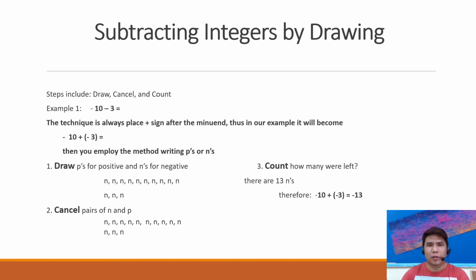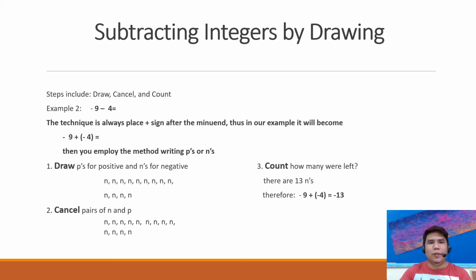So first, you draw 10 negatives, so 10 n's. And then you draw 3 negatives, so 3 n's. And so you can see you're supposed to cancel, but as you look into the result, there are no pairings of n and p. So you don't cancel at all, all right? Instead, you count how many n's were there. You count it all, and you will find out that there are 13 n's. Therefore, your answer for that expression, negative 10 plus negative 3, is negative 13.